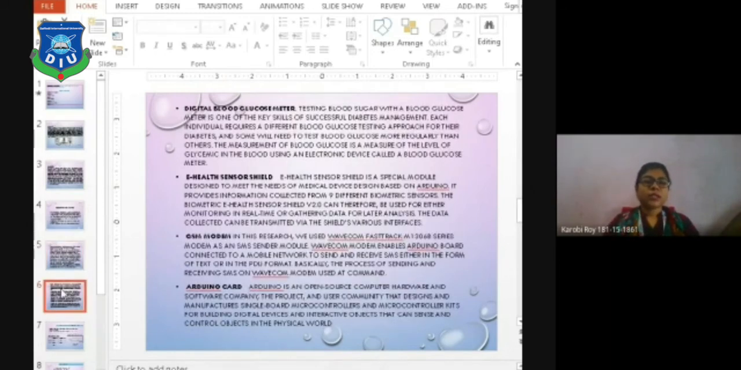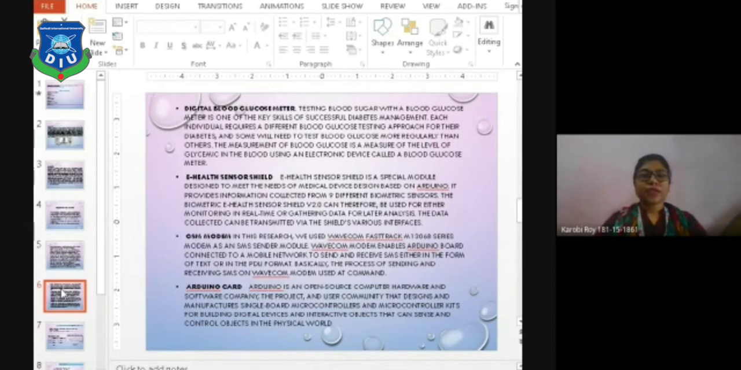Then the digital blood glucose meter. It is used to measure the glucose number for a diabetes patient. Testing for glucose with a blood glucose meter is one of the keys to successful diabetic management. It helps to map the glucose levels of a diabetic patient.